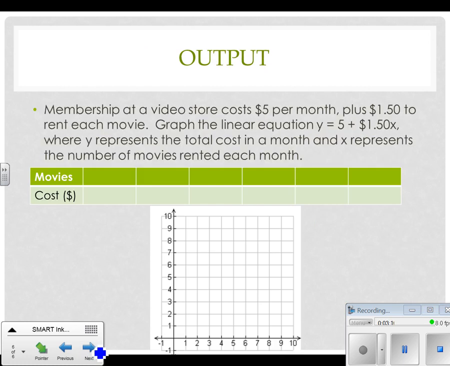Here is your output. We have the membership at a video store costs $5 per month plus $1.50 to rent each movie. You're going to graph the linear equation y equals 5 plus $1.50 times x, where y represents the total cost in a month and x represents the number of movies rented each month. So I helped you set up a table. You're going to be putting in the number of movies and then the cost and then graph those ordered pairs.